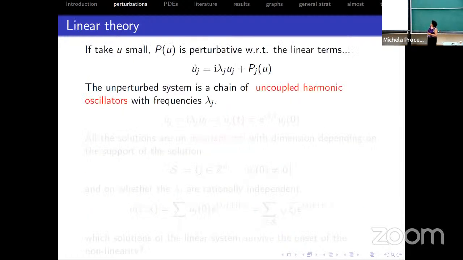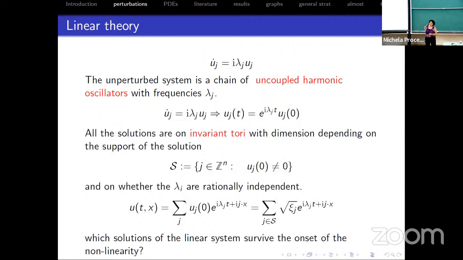So what I'm going to do is, instead of looking at u equal to 0, look at u small. So I have my chain of harmonic oscillators plus a perturbation P. And if I ignore P, I can solve everything. And what do I get? I get uncoupled harmonic oscillators with linear frequencies lambda_j, and they just rotate, as one should expect. So all the solutions are on invariant tori, which was my model normal form with invariant tori plus perturbation.